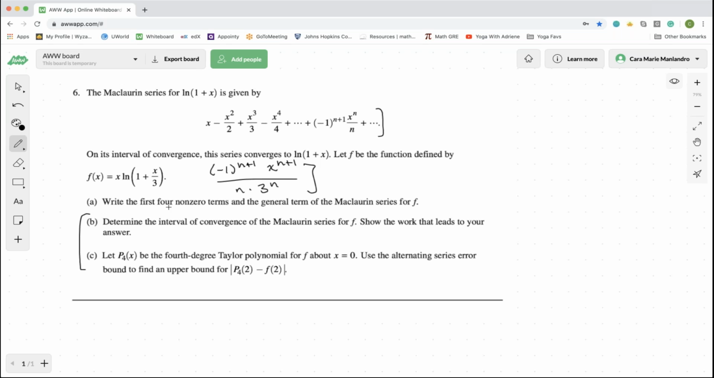Yes. In part A, we derived this from this. Essentially what we did was we took x and changed the x to x over 3, and then we plugged it in here. Then we multiplied by x. That's how you transform this function into that.